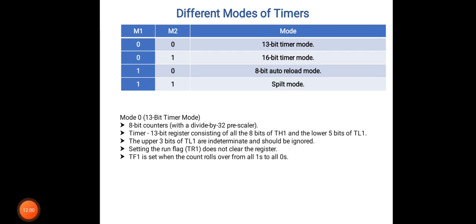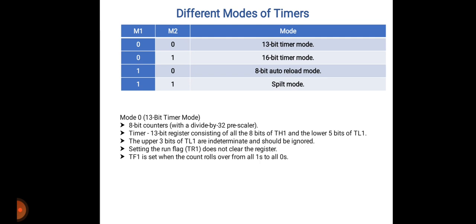What are the modes of timers? It has 4 modes: mode 0, mode 1, mode 2 and mode 3. Mode 0 is a 13-bit timer mode. Mode 1 is a 16-bit timer mode. Mode 2 is an 8-bit auto-reload mode, and mode 3 is a split mode. So we will see mode 0, the 13-bit timer mode.